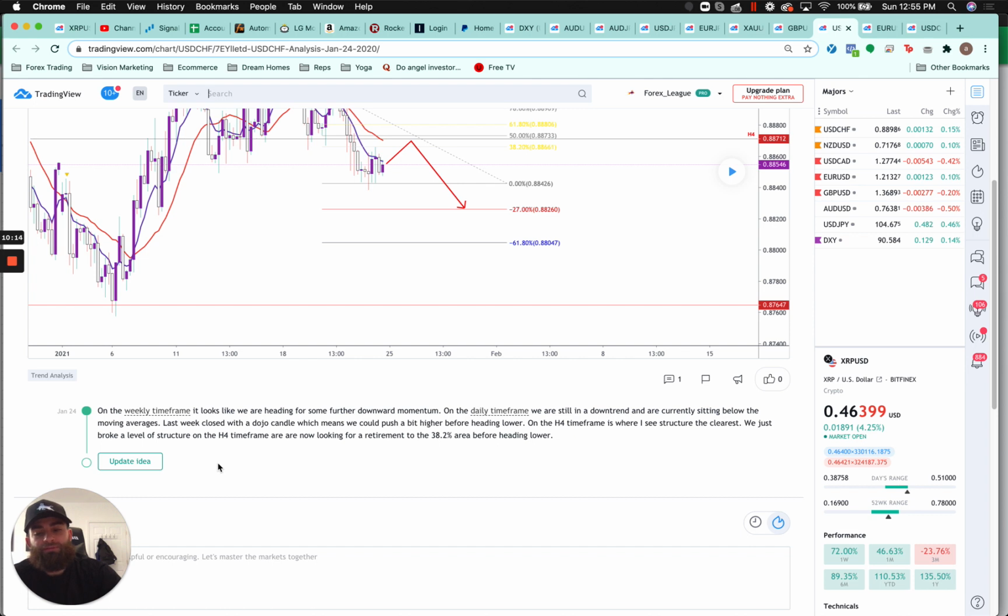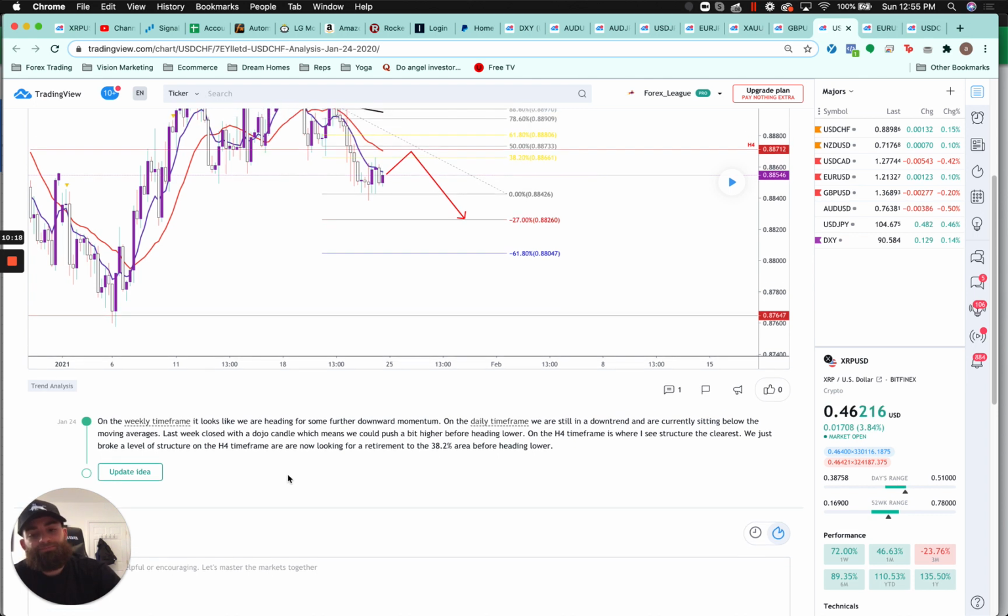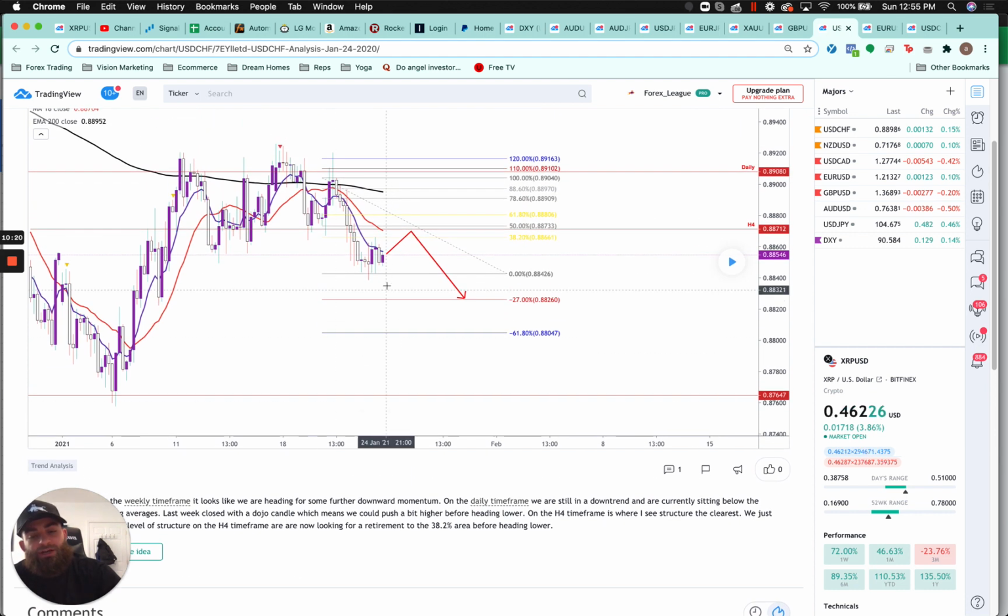We just broke a level of structure on the 4-hour time frame and are now looking for a retracement to 38.2. So I was simply, guys, looking for a pullback to this level before going short. Let's see how it played out.